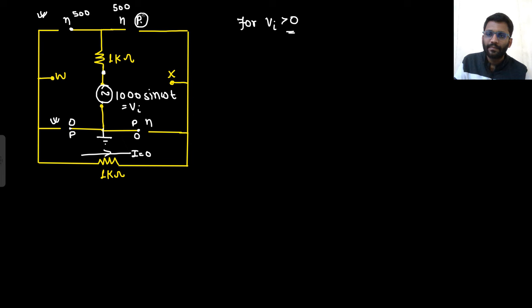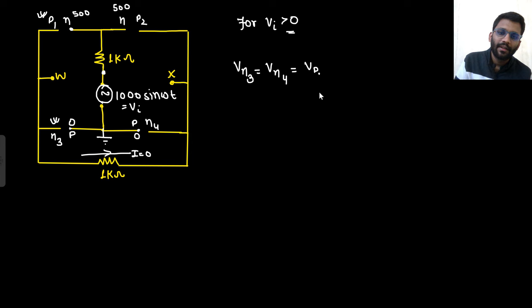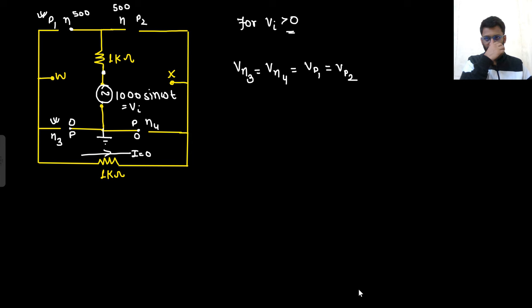Let us call this P1, this P2, this N3, and this N4. So the potential VN3 will be equal to VN4, which will be equal to VP1, and that will be equal to VP2. This is what we got to know from the open circuit test. And here one thing we got to know: if this is 0, this is 500. This is also 500, right?